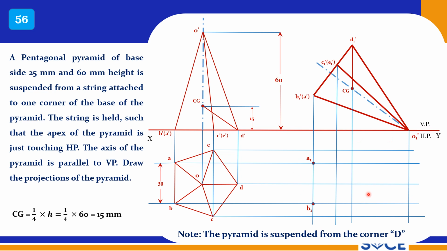Now connect it with thick outer lines, and D is the outermost point, so that is a visible point. A and B are nearer to the XY reference line, and A to O should be a dotted line, B to O should be a dotted line, and E to D thick line, D to C thick line, and D to O also thick line. So this is the final top view, and we will see a few more problems.